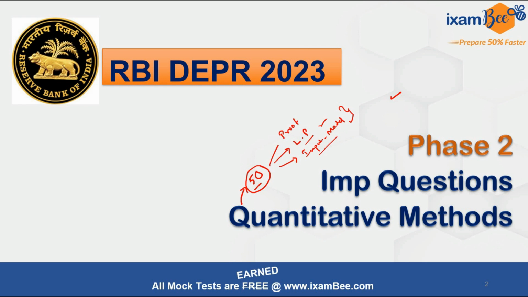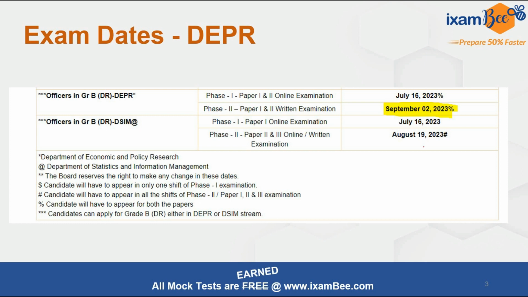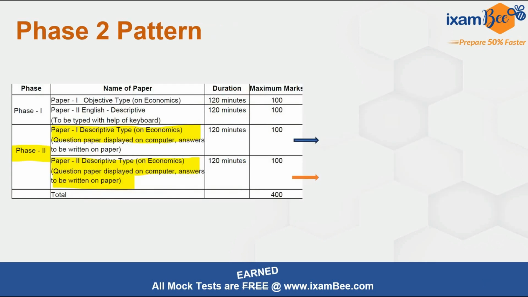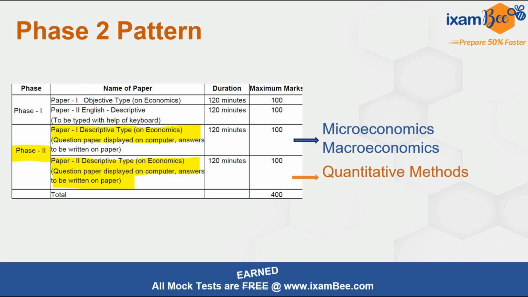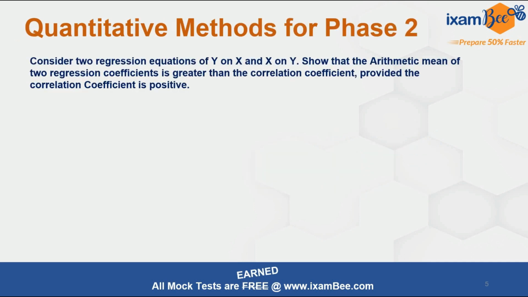So we will discuss some questions here. As you're aware, the exam date is September 2. You do not have much time, hardly 20 days are left now, and these are the 4 modules: micro, macro, quantitative methods, and Indian economy, and each of these will carry equal marks in the examination, 50 marks each. So spend an equal amount of time on each of these modules. Now let's discuss some questions from here.